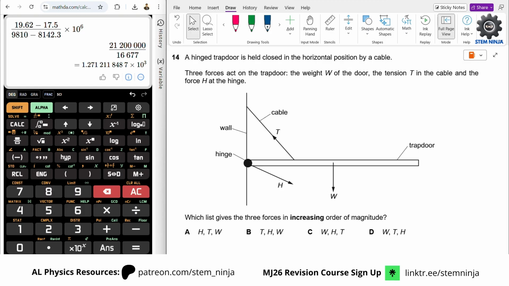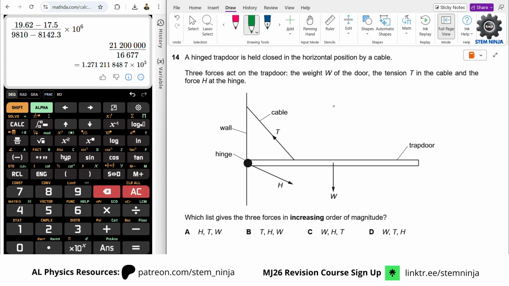A hinged trapdoor is held closely in the horizontal position by a cable. Three forces act on the trapdoor: the weight W of the door, the tension T in the cable, and the force H at the hinge. Which list gives the three forces in increasing order of magnitude? Okay.